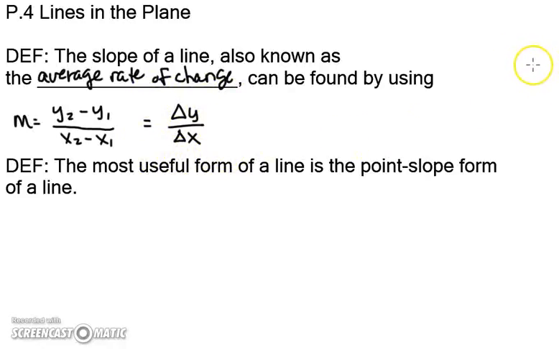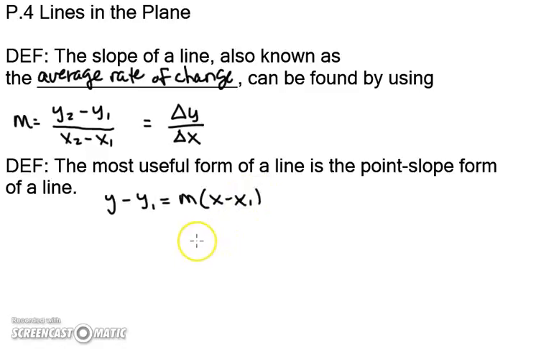The most useful form of a line is going to be the point slope form of a line. I know a lot of you guys like to use slope intercept form, y equals mx plus b, but the more useful is going to be the point slope form of a line. So the point slope form is y minus y1 equals m times the quantity x minus x1.